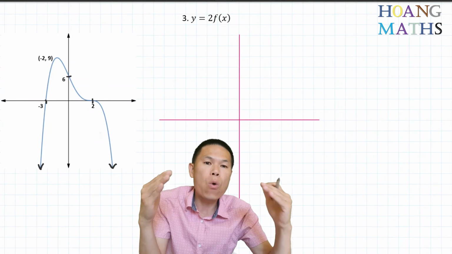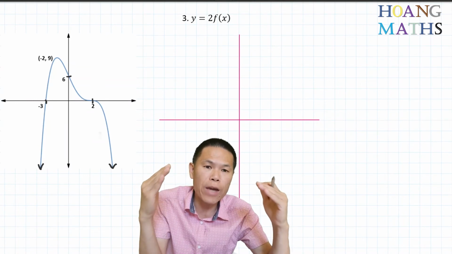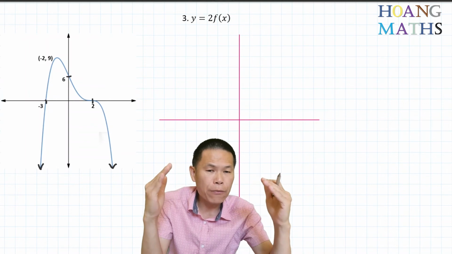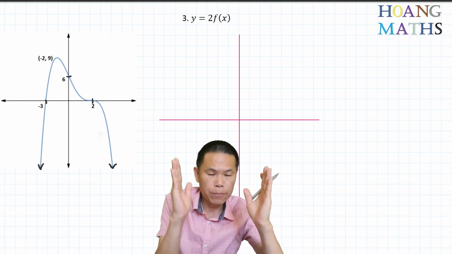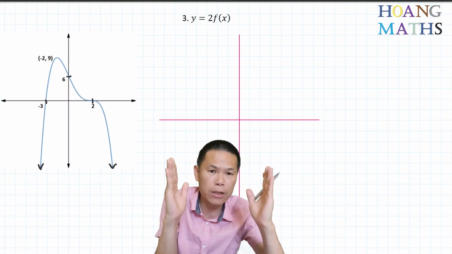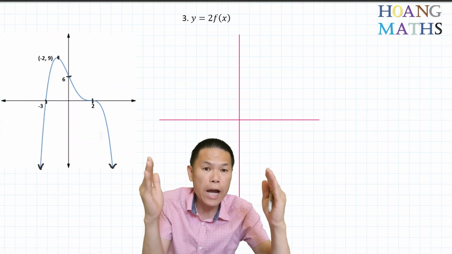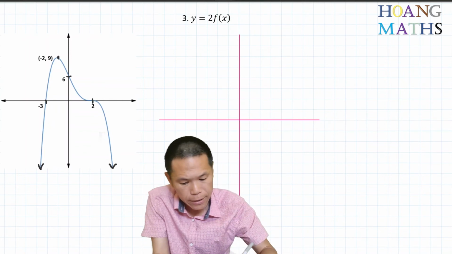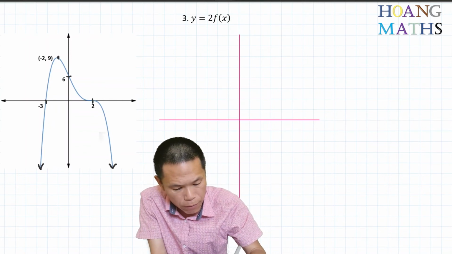Third one. So y is equal to 2 lots of f of x. What it does is make the graph look steeper. Okay, so the y value is doubled. The x value doesn't change, but the y value changes. Negative 2, 9, so it doubles the y value and becomes 18. So negative 2, 18, roughly here.